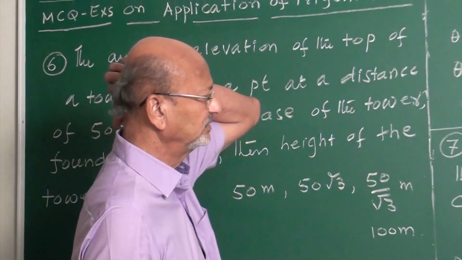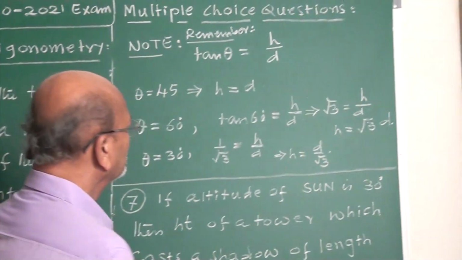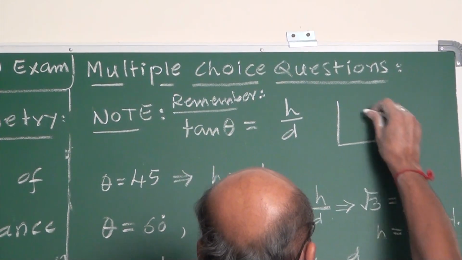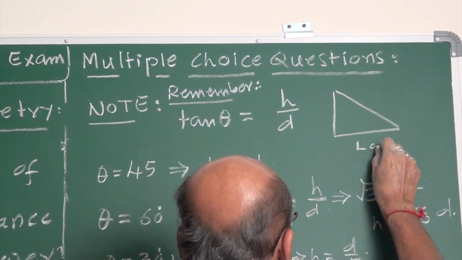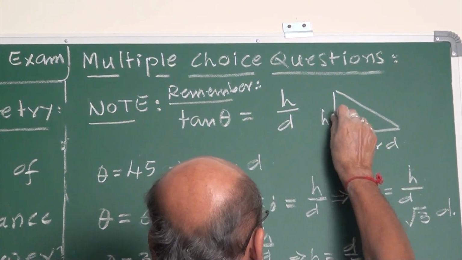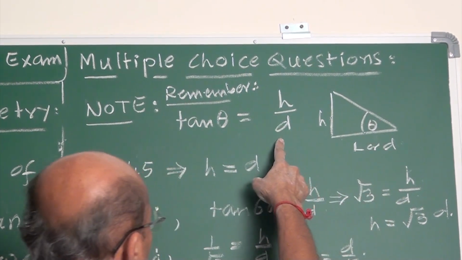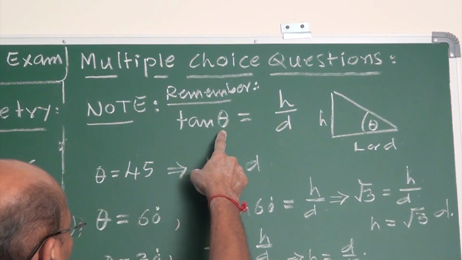Yes, my friends, I apply this rule. This is height, this is length or distance, and this is theta. Then tan theta is h by d. If the angle is 45 degrees, tan 45 is 1.